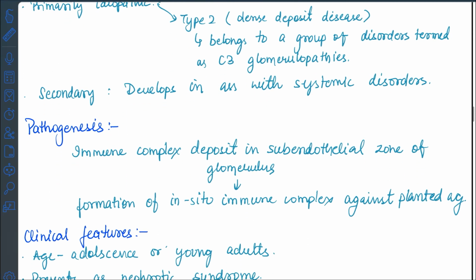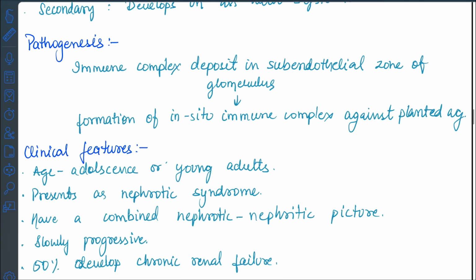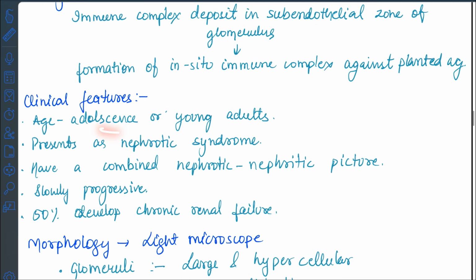Secondary, it develops in association with systemic disorders. Let's come to the pathogenesis. Here the immune complex deposits in the subendothelial zone of the glomerulus and further forms in situ immune complex against the planted antigen. So this is the pathogenesis of the disease.